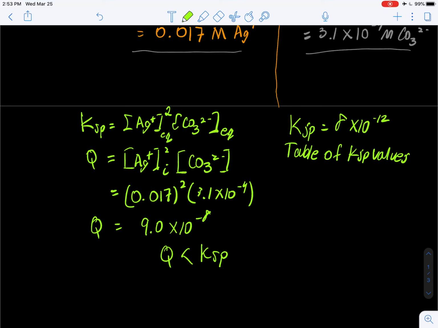Okay. We have 9. Oh, wait. I'm mistaken here. I was ignoring the exponents there. This is 9 times 10 to the minus 8, which is a huge number compared to 10 to the minus 12. Q is greater than Ksp, so it means that precipitation will occur.